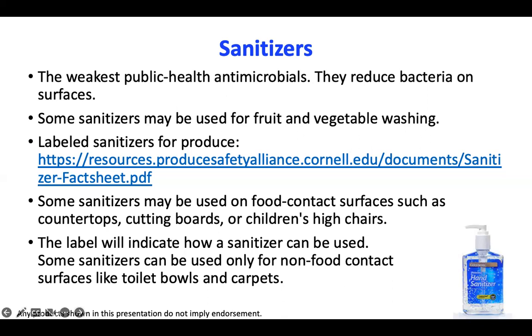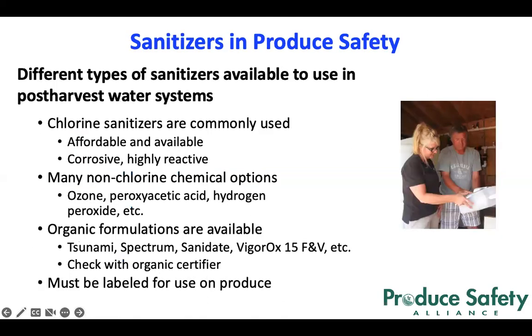Sometimes sanitizers may be used on food contact surfaces, such as countertops, cutting boards, or children's high chairs. The label will also indicate how a sanitizer can be used. Sometimes sanitizers can only be used for non-food contact surfaces like toilet bowls and carpets. Since we talked about sanitizers used for fruit and vegetable washing, I will give a little more detail on sanitizers in produce safety.